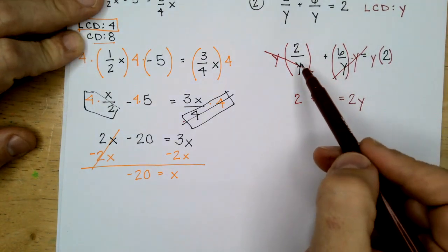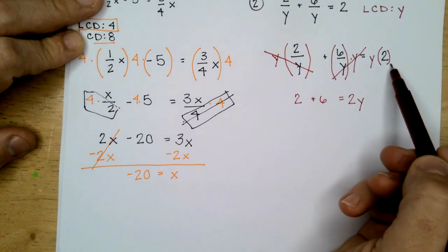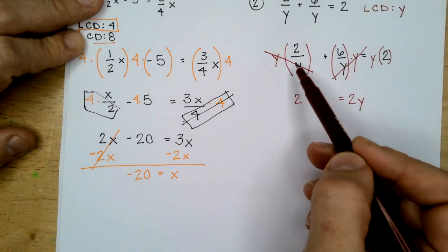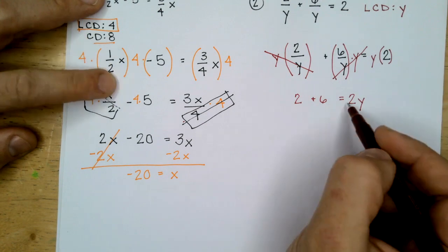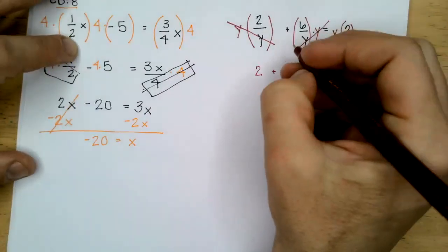Good. So here we had a y in the denominator, a y in the denominator, no y over here. By multiplying everything by that denominator, I now just have 1 y over here. 2 plus 6 is 8.